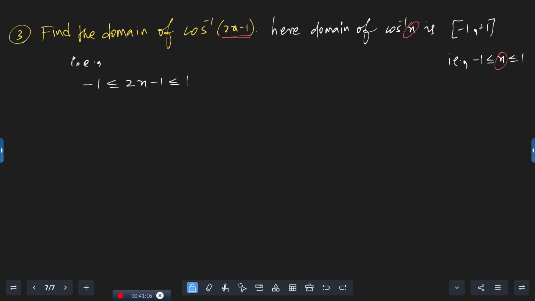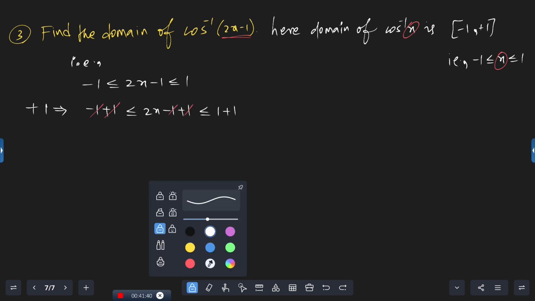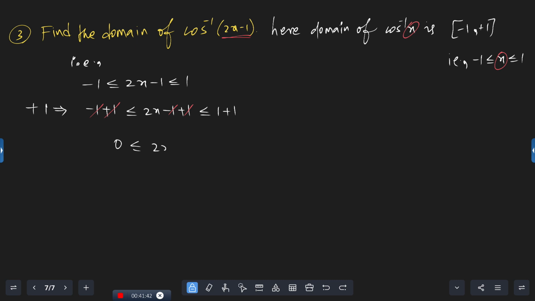Thanks, pa. Okay, next see, we have to find the x value. How will you find it? Minus 1 we have to remove, so add plus 1 on both sides. 2x minus 1 plus 1 less than or equal to 1 plus 1. So I am adding 1 on both sides. Plus 1 minus 1 cancel. Plus 1 minus 1 cancel. So what I am getting is 0 less than or equal to 2x less than or equal to 2.